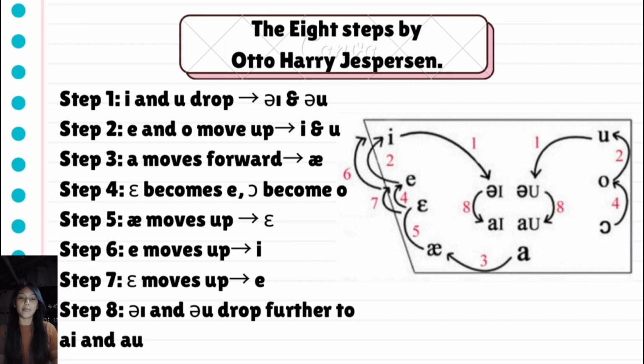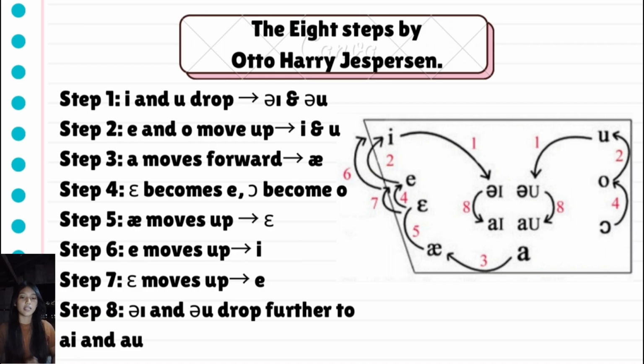Step 4. Mid-low vowels raise. So the mid-low vowels like E as in clean and O as in boat raise to become E and O. Step 5. So the lowered front vowels raise. So again, the front vowel E as in clean from step 3 continued to raise, becoming A as in name.